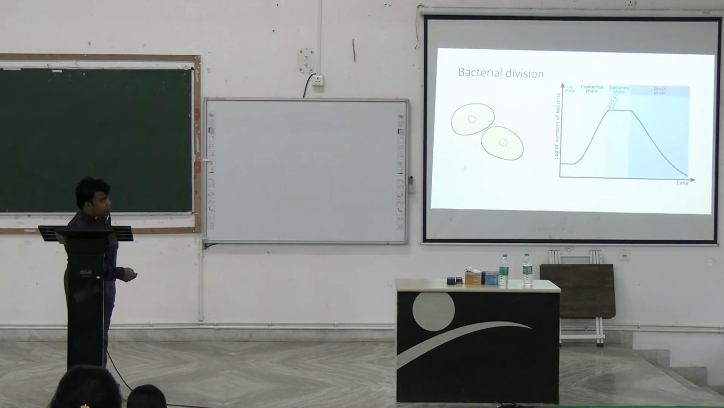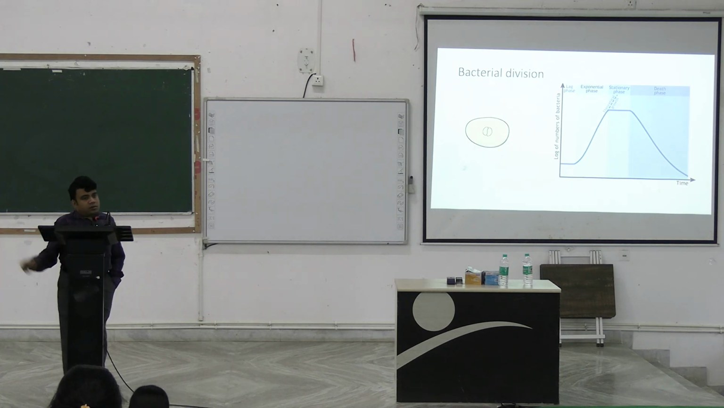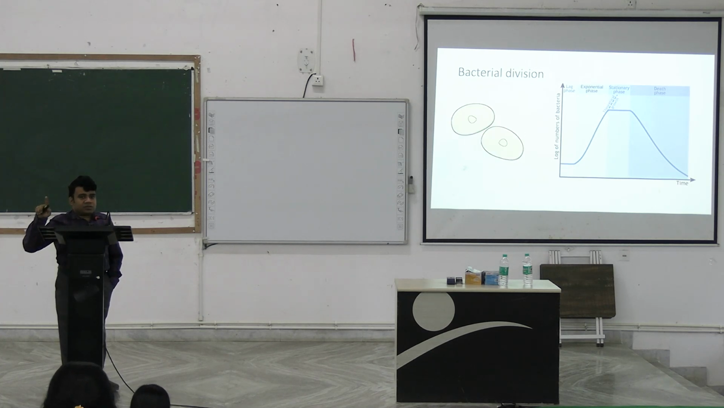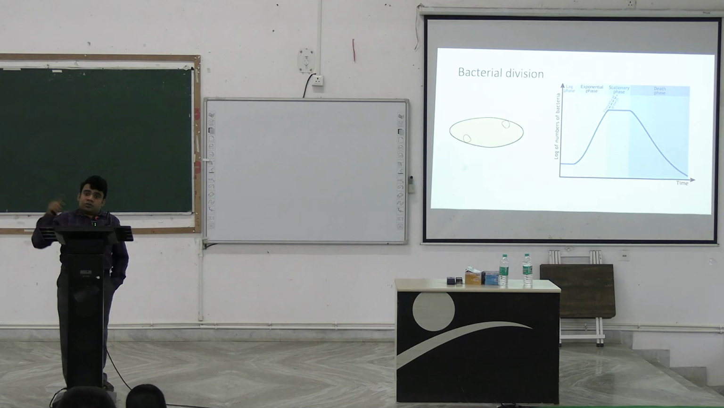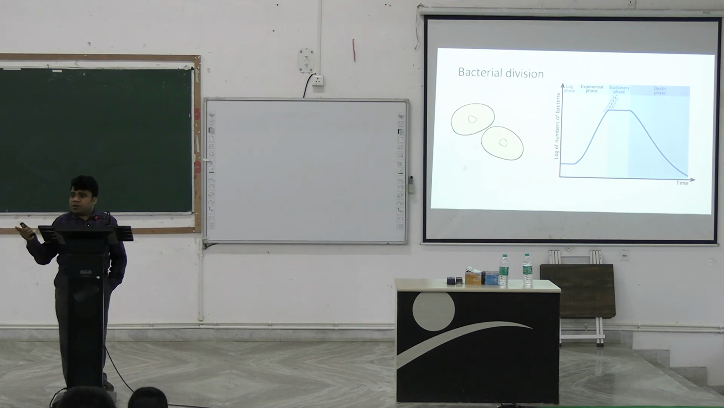Thereafter, we can see there is an exponential growth. This is called the log phase. Remember, logarithmic scales in mathematics are used to denote exponential. So, this is the exponential growth where those 100 bacteria will now become maybe 1000 or 10,000.